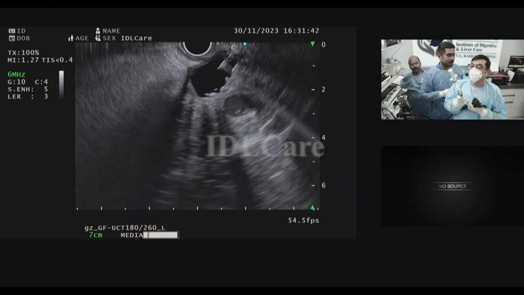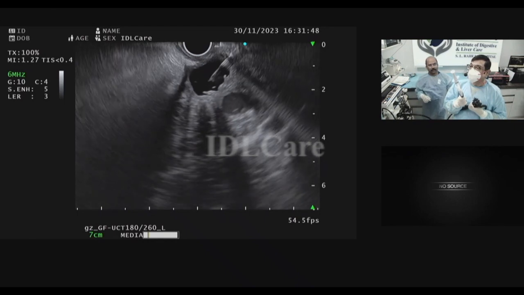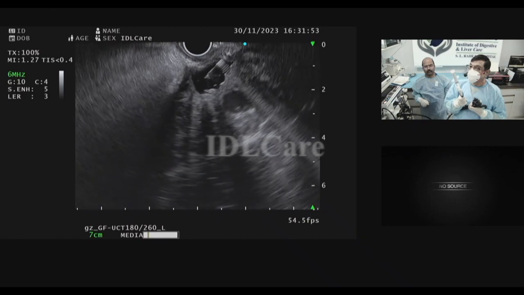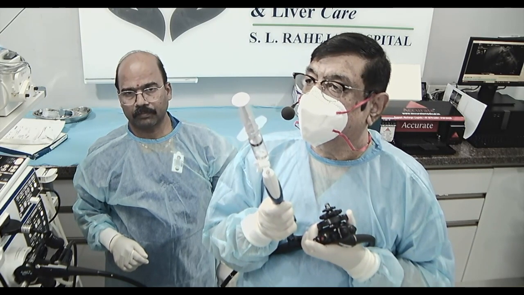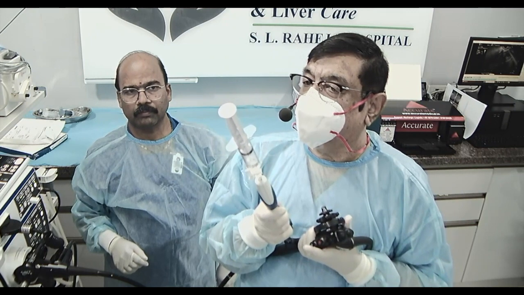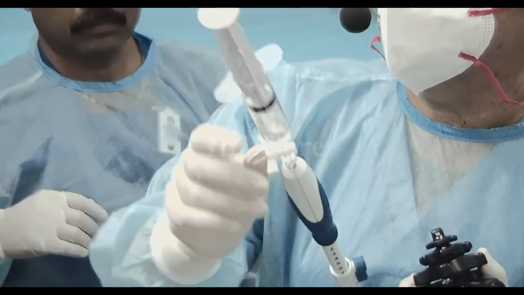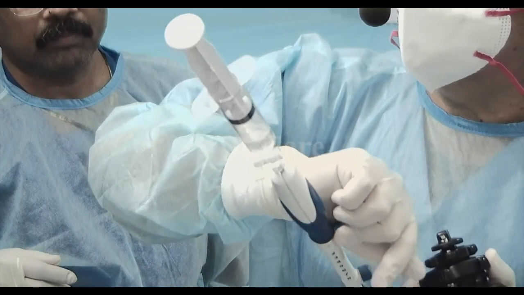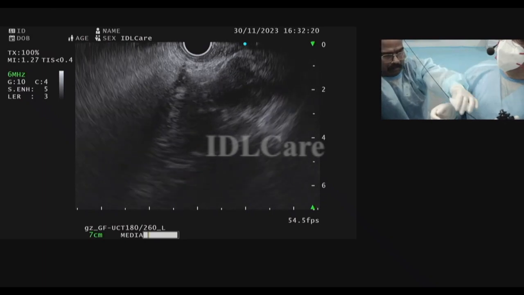We try to aspirate it as much as we can. So looks-wise it looks like a small serous cystic neoplasm. Try to empty it completely. So in about 4 or 5 cc's this is completely emptied. We close it, withdraw the needle, and we normally send it for CEA, amylase, glucose, and cytology.